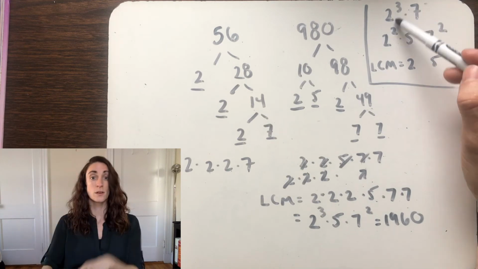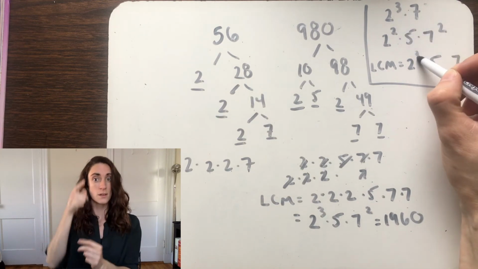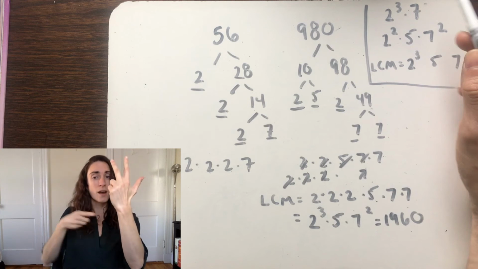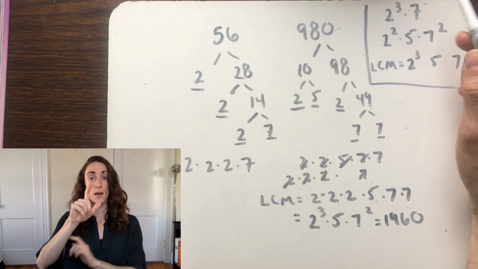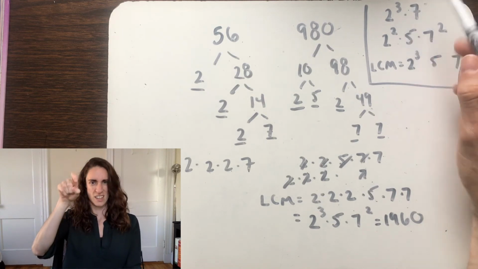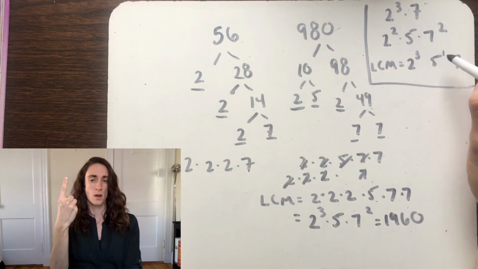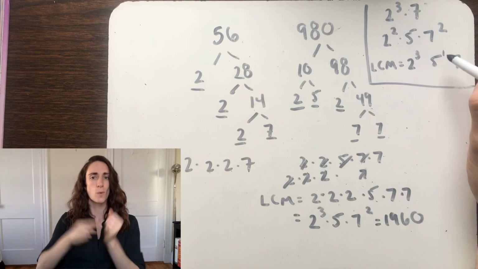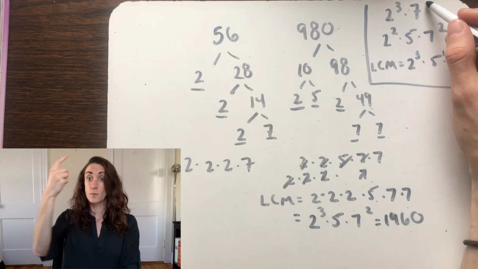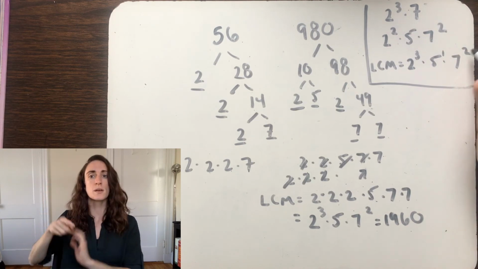When it comes to figuring out how many of each, we can look at the greater exponent in each prime factorization. So if we have 2 cubed and 2 squared, we know that the LCM will have to have 2 cubed in order to satisfy the prime factorization that has the greater need. Then we've got a 5 in one and no 5 in the other, so again we just need the 1 5. And lastly we have 7 squared and 7, so 7 squared in the LCM will satisfy both.